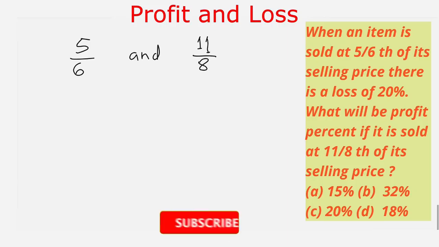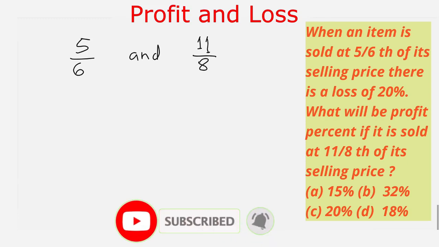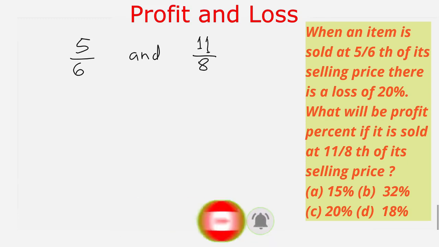Earlier the selling price was made 5/6 and later it is made 11/8. When it was made 5/6, then there was a loss of 20%, and when it is made 11/8, we have to find what will be the profit. Here we assume the selling price to be a number which is divisible by the denominators of both the fractions, and the denominators are 6 and 8. So we assume the selling price to be 24, as 24 is divisible by both 6 and 8.